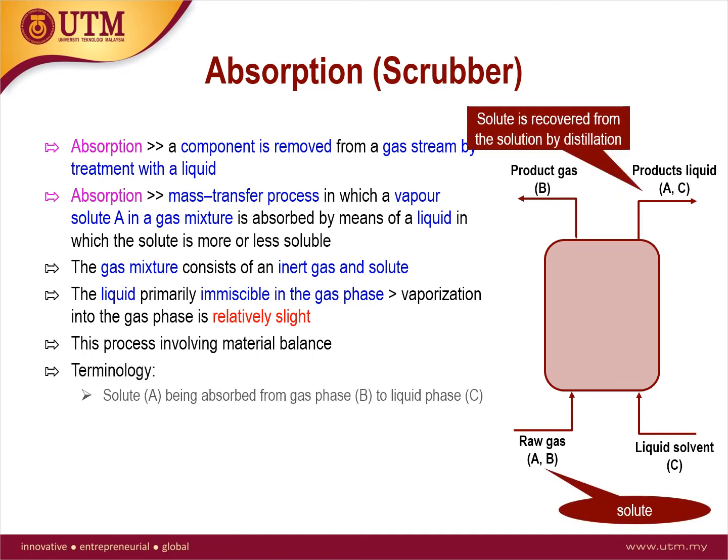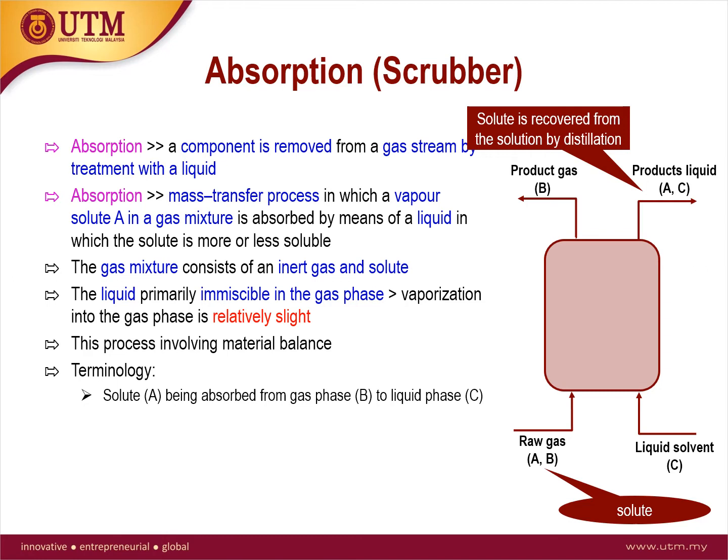As a terminology, the solute A from the raw gas B is being absorbed from gas phase B by using the liquid solvent C. The liquid solvent C must have chemical potential to the solute A in order to be able to separate A from the gas phase of B. However, this liquid solvent C cannot be miscible to the gas phase, and then the vaporization potential into the gas phase is also relatively slight.